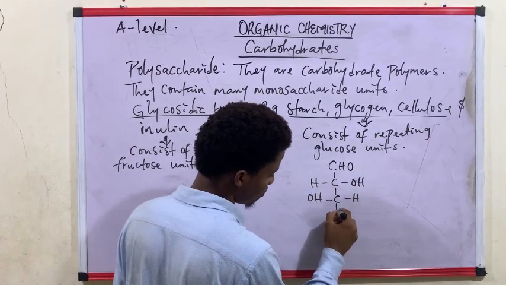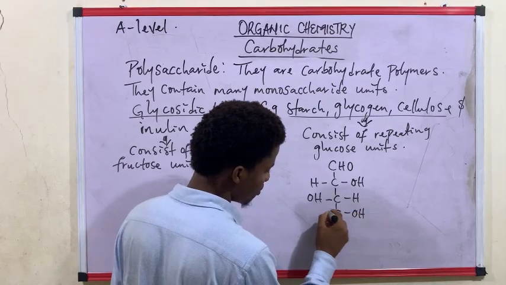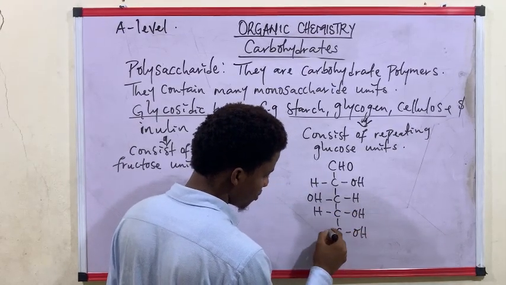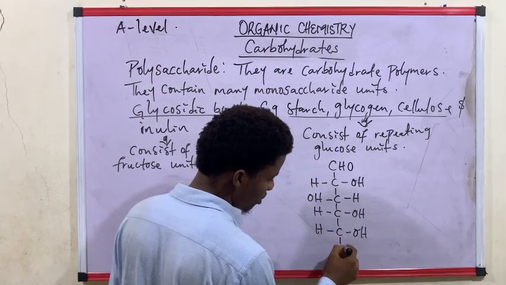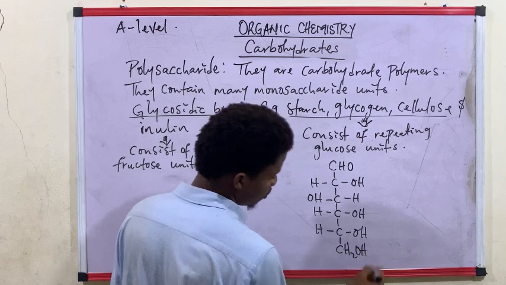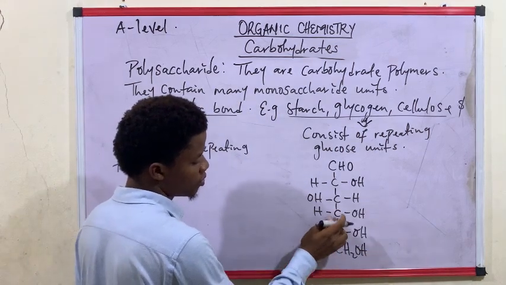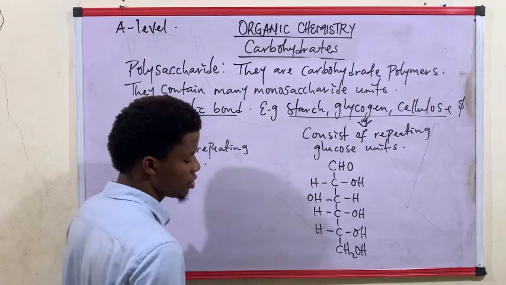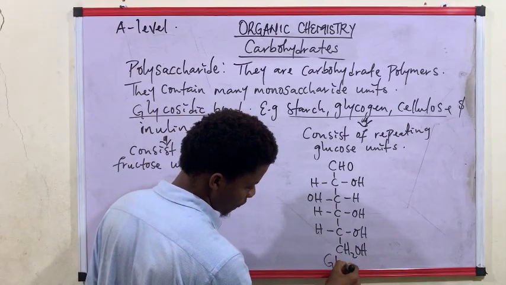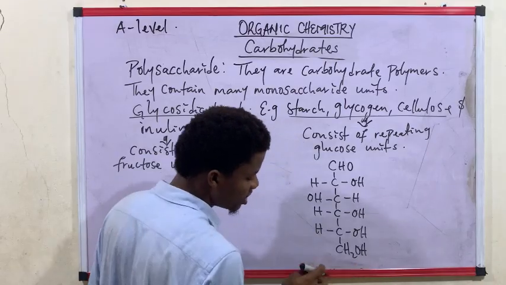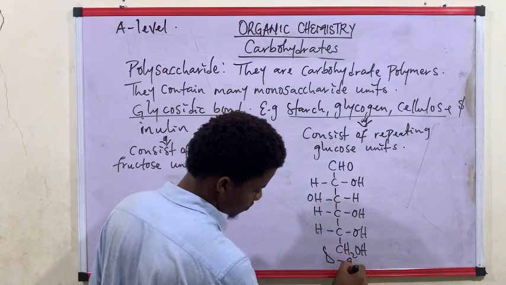OH, H, and then if you count now, we have 6 carbons: 1, 2, 3, 4, 5, 6. All right, so this is glucose. In fact, this is what we call D-glucose.